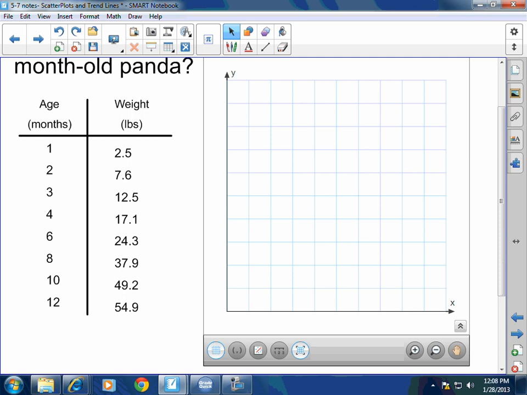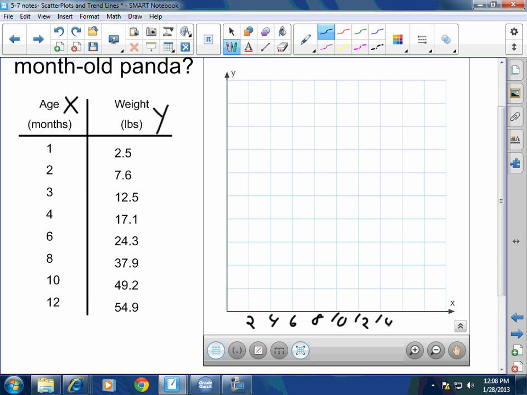So it's very simple. Step 1, graph the data that they've given you. I'm going to use age as X because it's always independent, and the weight as Y because your weight depends on your age, right? The older you get, the heavier you weigh. I weigh a lot more now than I did when I was 3 years old. As you grow, especially with pandas, you get heavier. So on my X, I'm going to go by 2s: 2, 4, 6, 8, 10, 12, 14.